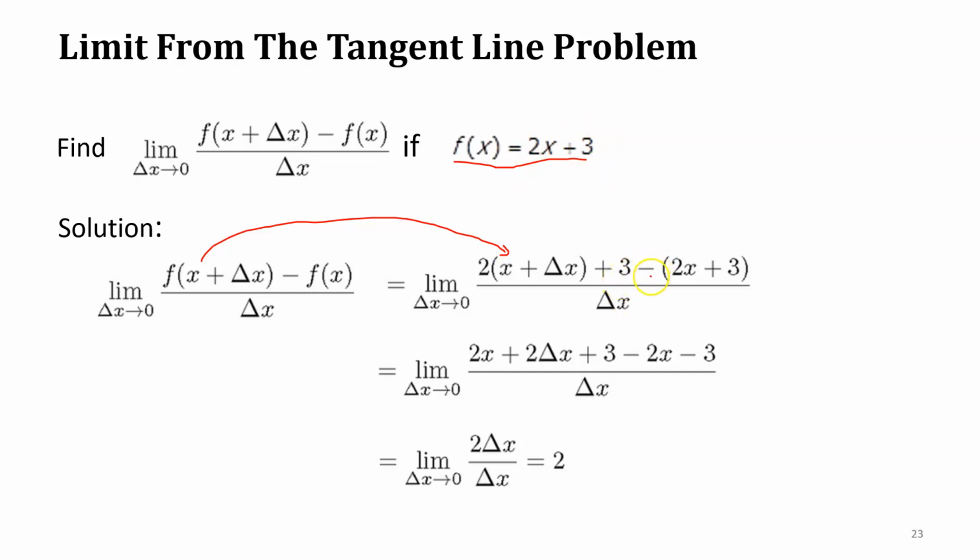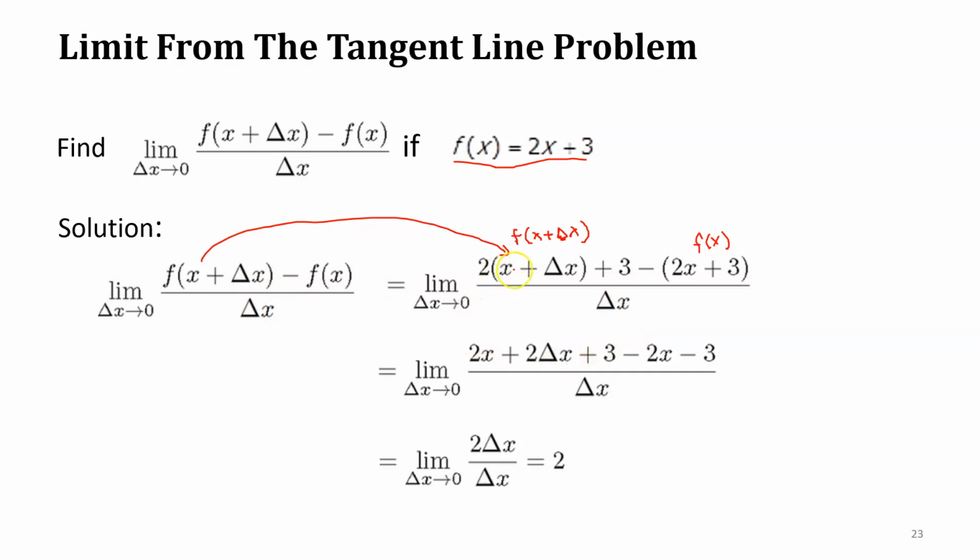And then you're going to minus f of x. This is f of x. This one is f of x plus delta x. You have delta x over there. And then you divide by delta x. Since we don't know what delta x is, just write it down again, delta x.